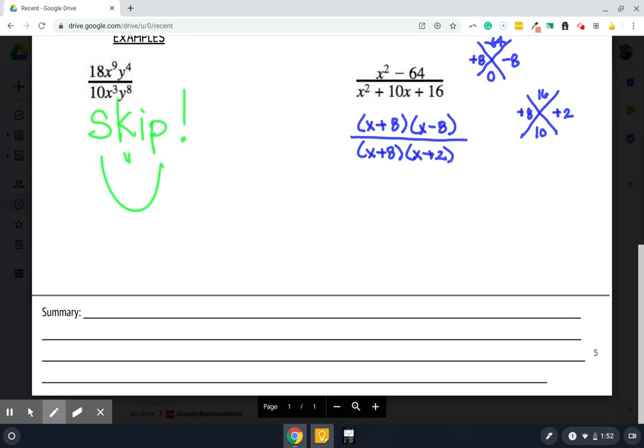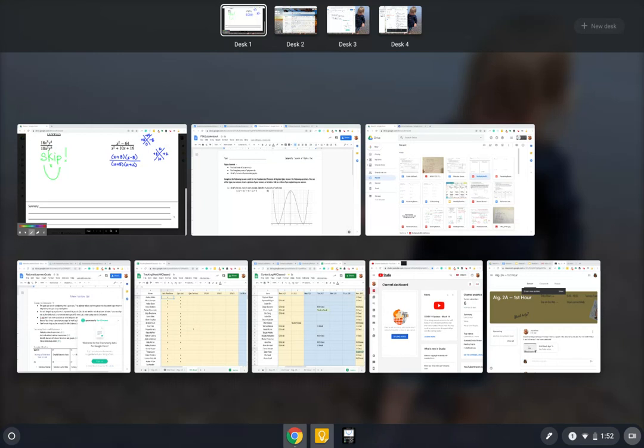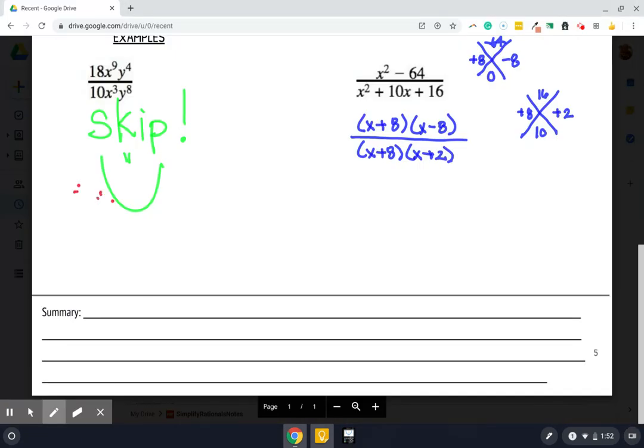The problem is we can't cancel it yet, because step 2 is those excluded values that we've been talking about. Whoa, that's awkward. How did I lose it? Okay, I'll try that again. My bad, guys.